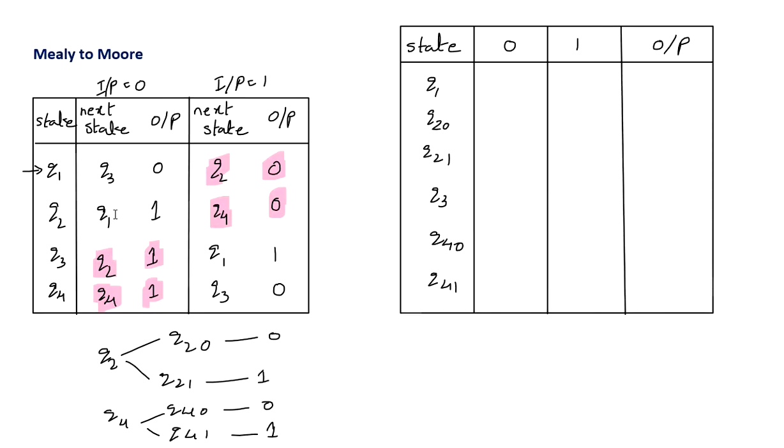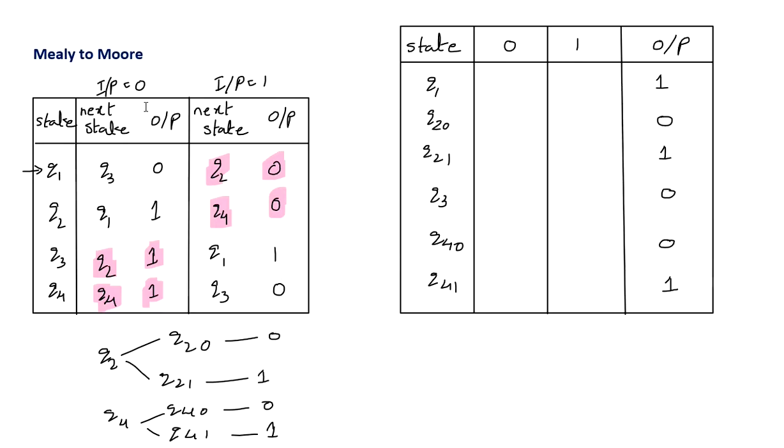When the machine is at Q1 output is 1. Here also we can observe that when the machine is at Q1 output is 1. So Q1 is giving the output 1. Already we have discussed that Q20 is giving the output 0 and Q21 is giving the output 1. If you observe in the Mealy machine, if the machine is at Q3, output is 0. Here also we can observe that if the machine is at Q3, output is 0. So Q3 is giving the output 0. We have already discussed that Q40 is giving the output 0 and Q41 is giving the output 1.